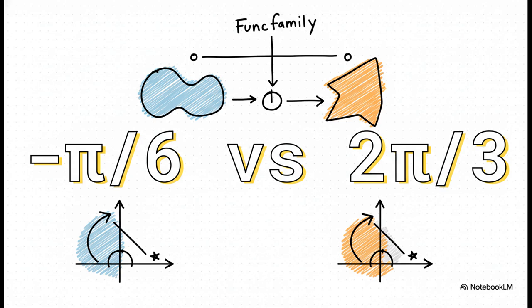Now hold on, let's just look at that. For the exact same input, -1/2, we got two completely different answers. For inverse sine, we got negative pi/6, an angle down in the fourth quadrant. For inverse cosine, we got 2 pi/3, an angle up in the second quadrant. This is proof positive. Knowing which family a function belongs to is everything.